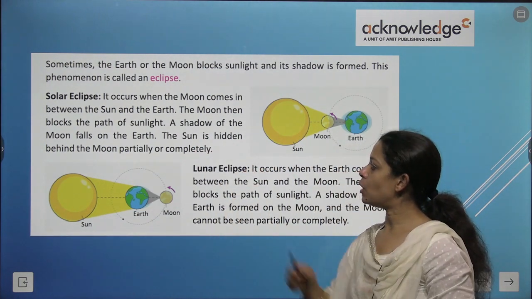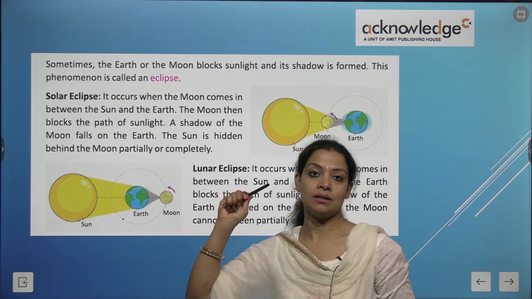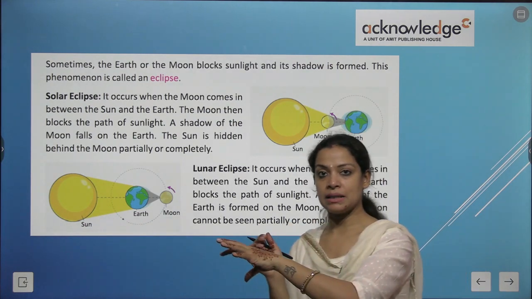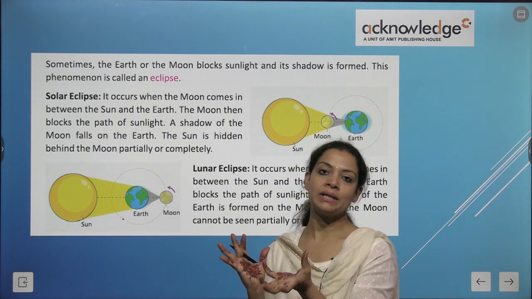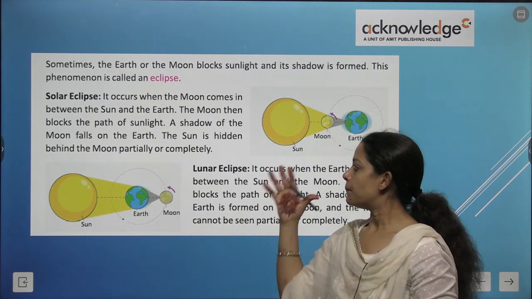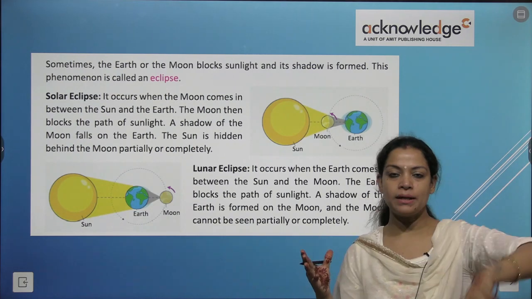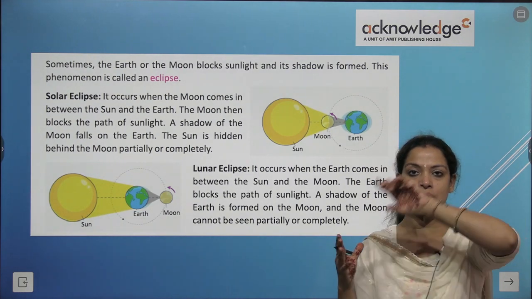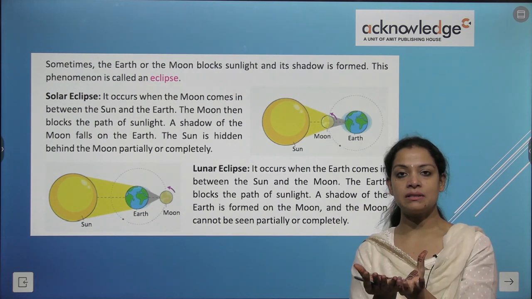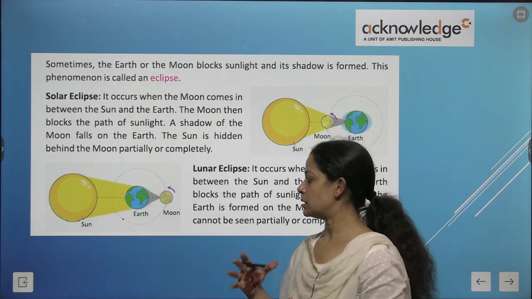The moon then blocks the path of sunlight. The shadow of the moon falls on the earth. So basically, जो moon का जो shadow है वो earth पे दिखता है. So that appears to be eclipse. The sun is hidden behind the moon partially or completely. So at times we can see just a golden rim of sun, एक golden ring जैसा दिखता है. So a part of the sun can be seen or totally moon can cover the image of the sun.